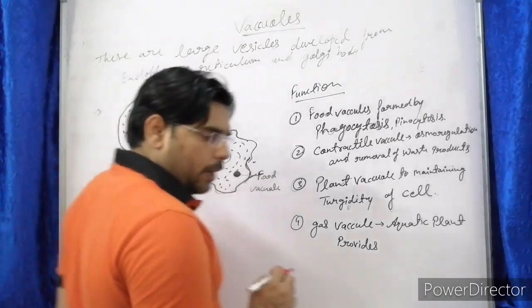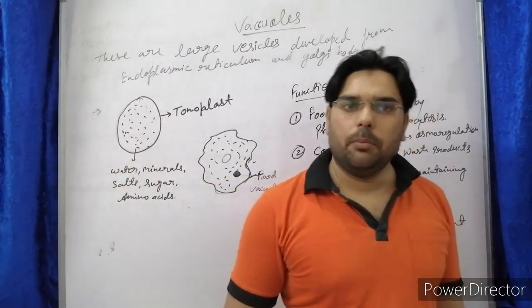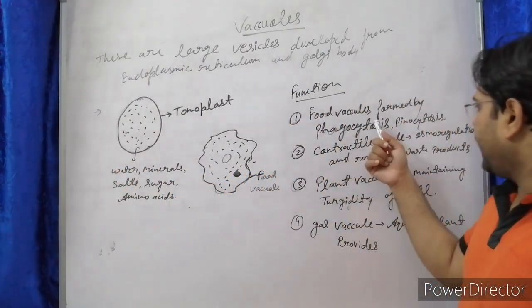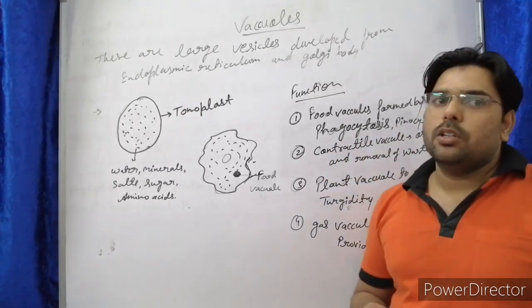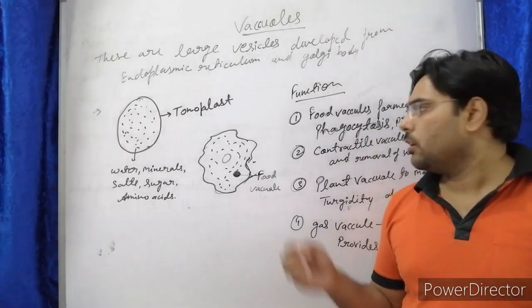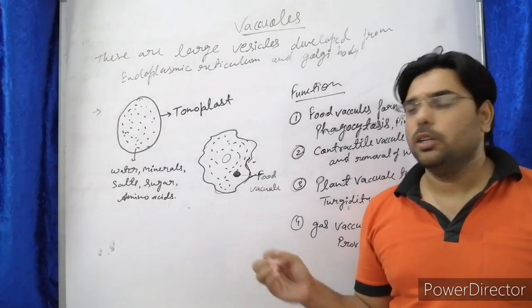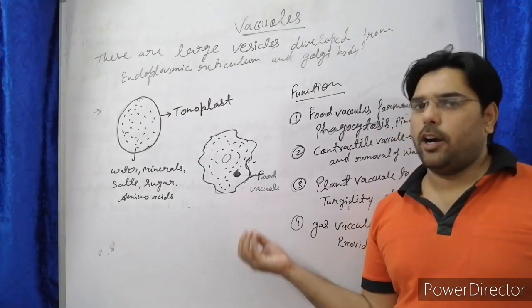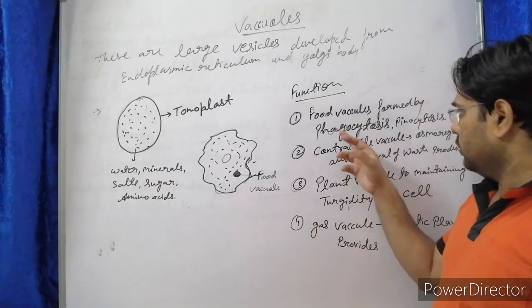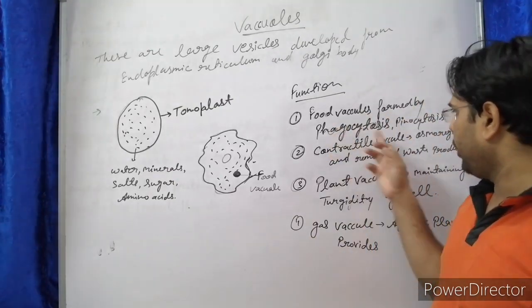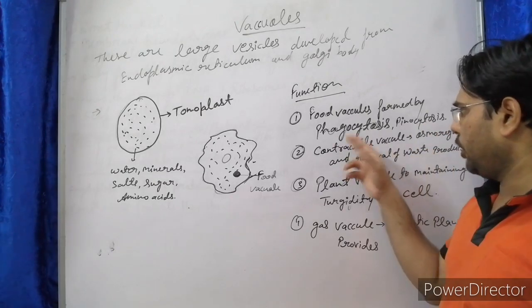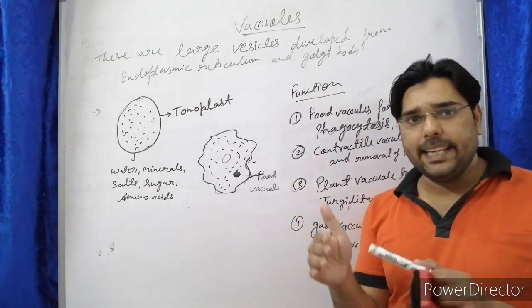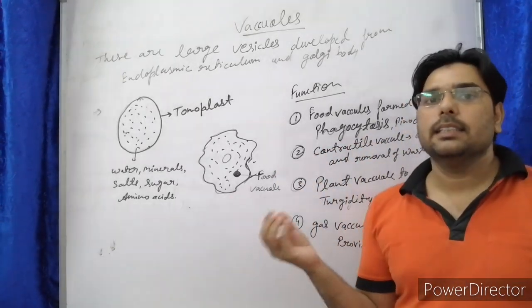Inside protozoa like amoeba and paramecium, they consist of food vacuole. So what is the food vacuole? Food vacuole basically helps in digestion of the food which has been engulfed by the protozoa like amoeba or paramecium. Students, so food vacuole is formed due to phagocytosis and pinocytosis. Phagocytosis means cell eating and pinocytosis means cell drinking.